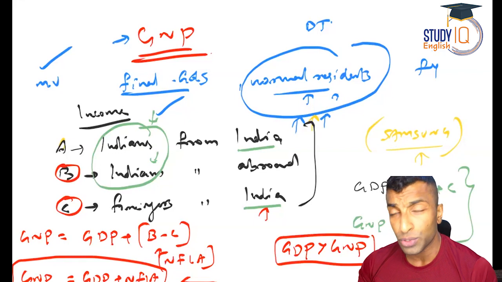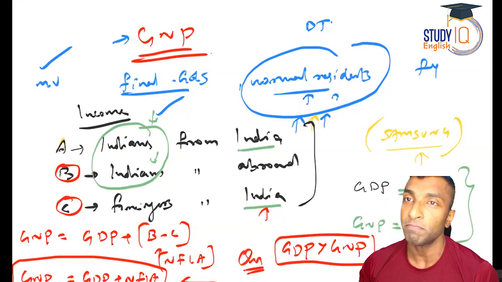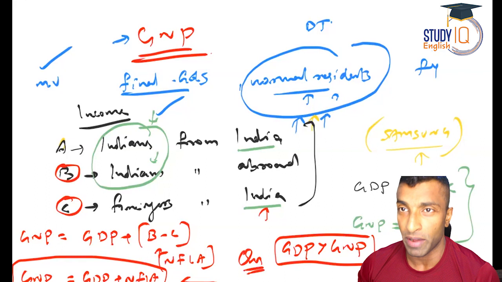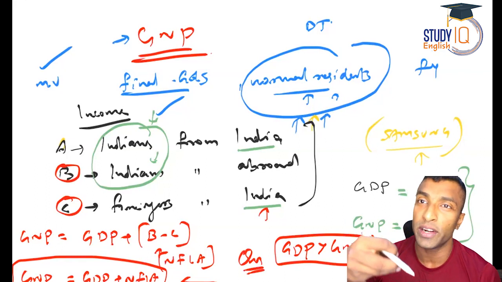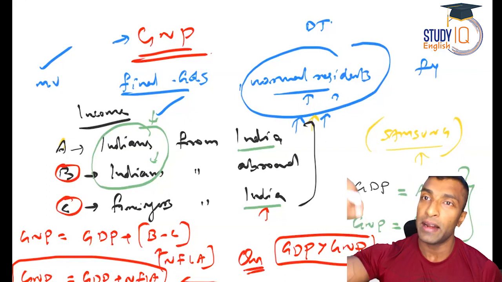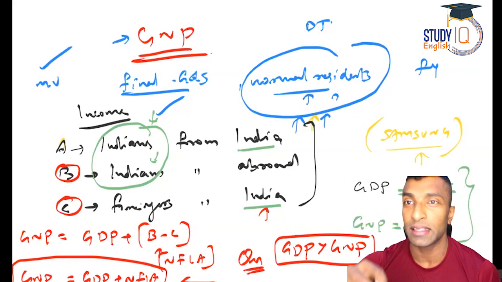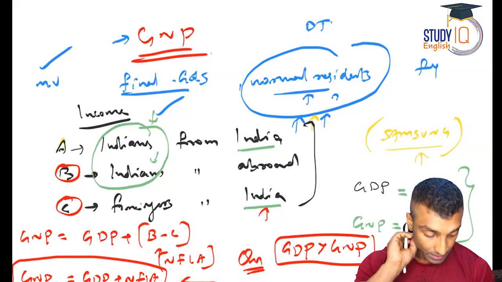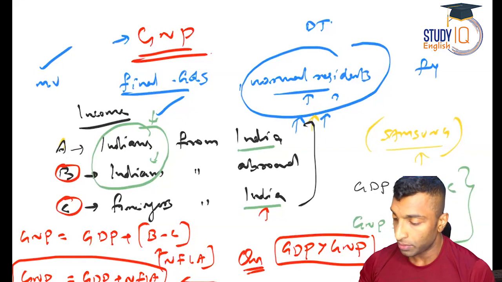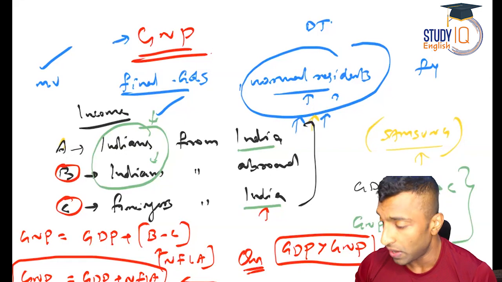The reason is, this is also a prelims question. The reason is the net factor income from abroad, NFIA, is negative. Why is NFIA negative? Because foreigners earning from India is more than Indians earning from abroad. Just like this, they can give you questions and you should be in a position to pick your answer. So I hope this part is very, very clear.